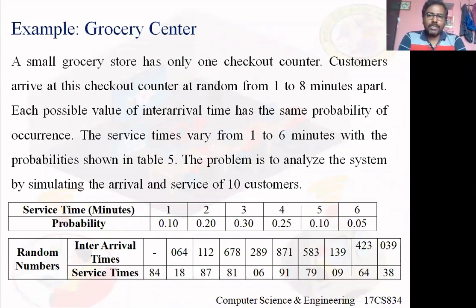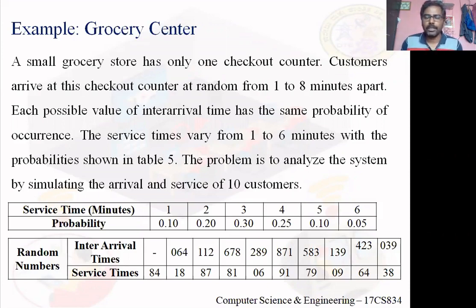See, I have simulated for some n customers. I assume that I have simulated for n customers. For n customers there are n minus 1 inter-arrival times, right? So in this case, inter-arrival time values will be 1 or 2 or 3 or 4 or 5 or 6 or 7 or 8 minutes. So what it says is, same probability means all these 8 possible inter-arrival times will have the same number of occurrences in this simulation.